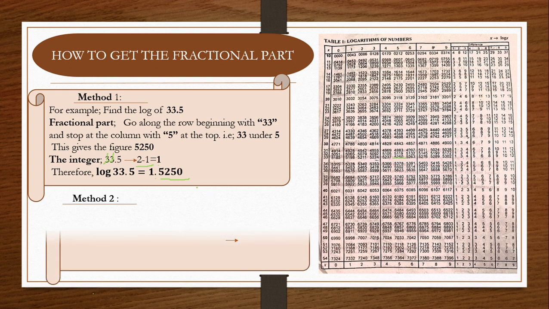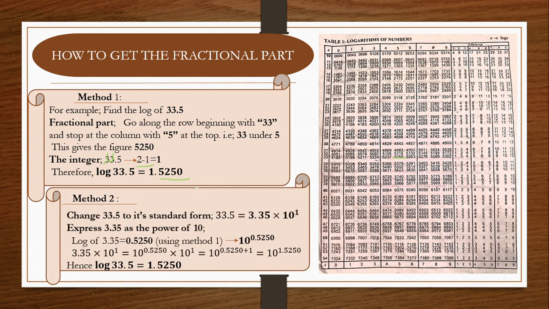So the second method is changing it using standard form. Here we are using standard form that we learned in the previous lesson, and we are also going to be using the reading of the logarithm table. Me, I prefer method 1 because it's shorter and faster than method 2. Here they say we should change 33.5 to its standard form. Remember, it has to be 1 whole number, then any amount of decimal places.